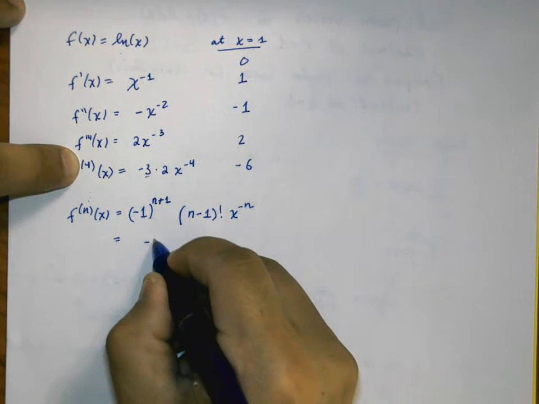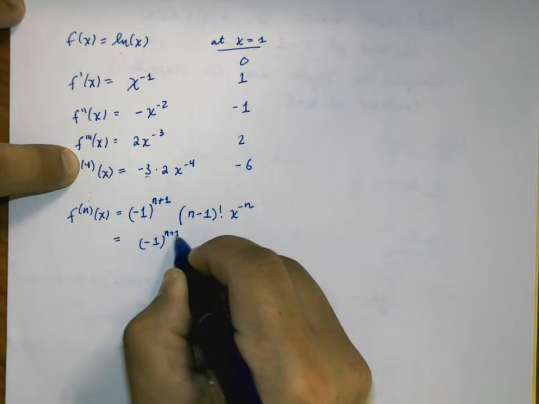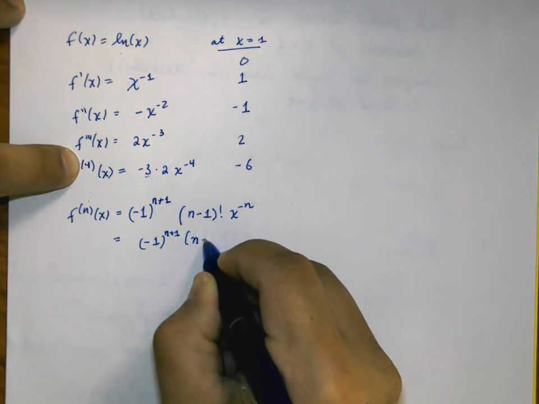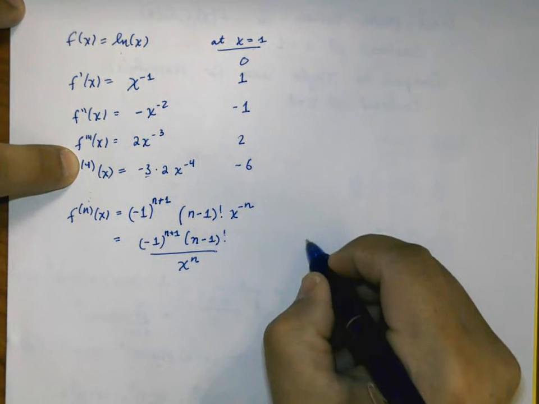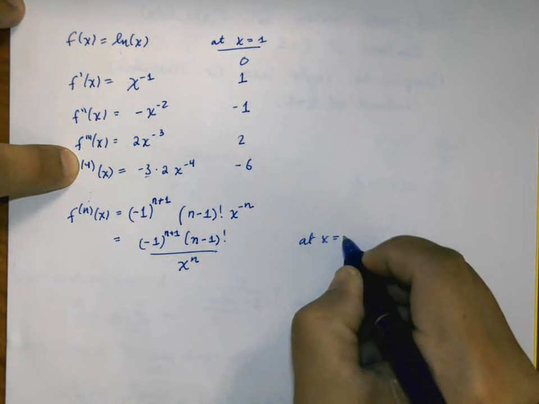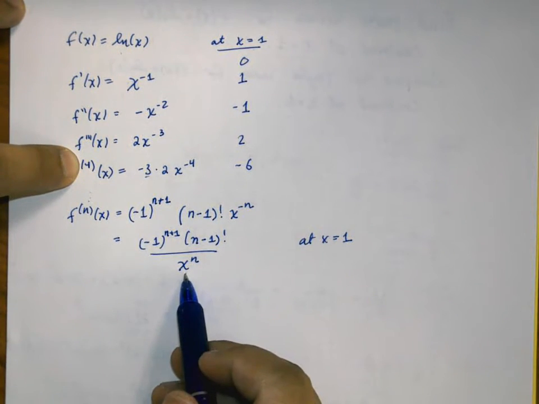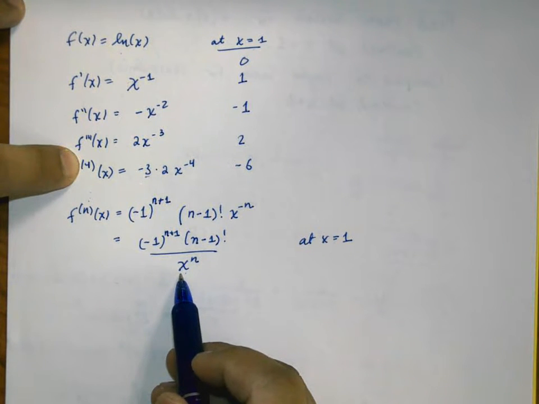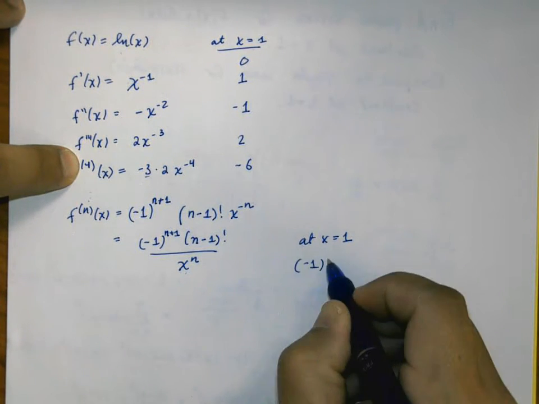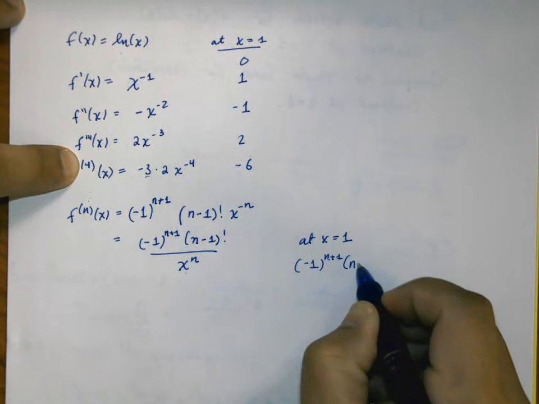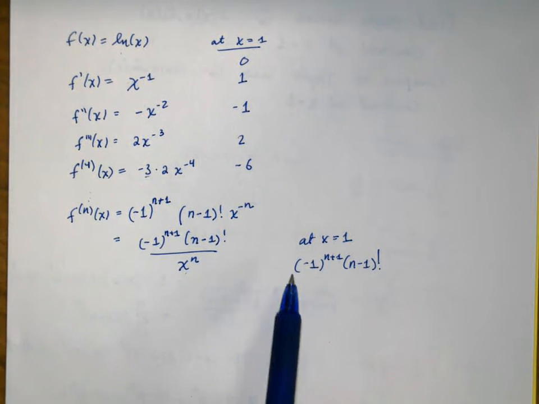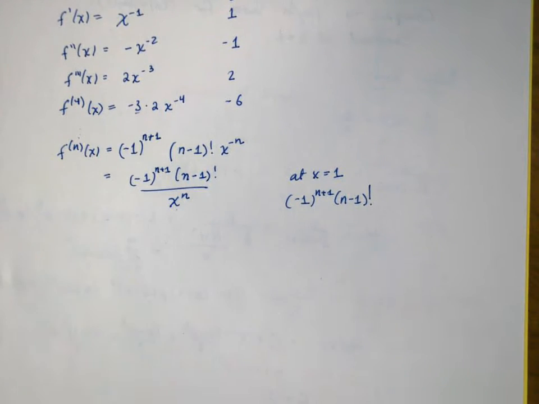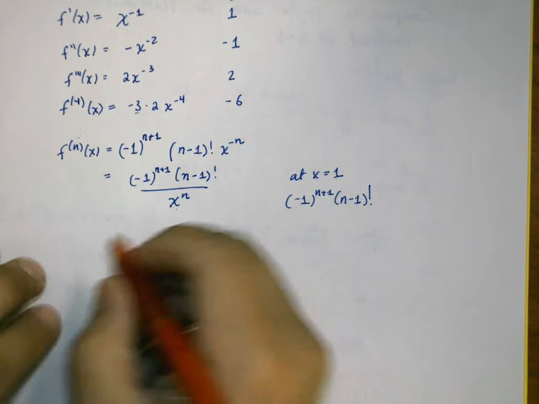Or another way we can write it is negative 1 to the n plus 1, times n minus 1 factorial, over x to the nth. And at x equals 1, this bottom part goes away because x is just equal to 1. We get negative 1 to the n plus 1 times n minus 1 factorial. So that's just figuring out a pattern for the derivatives of the natural log function. Now what we should look at is the Taylor series for this.